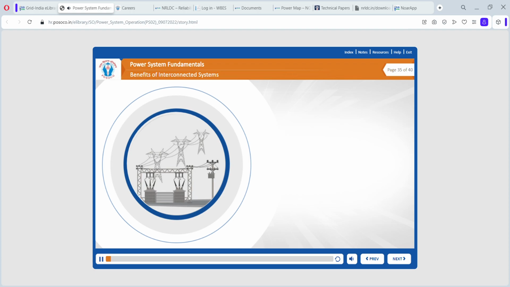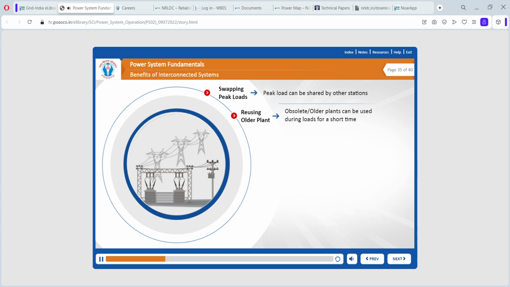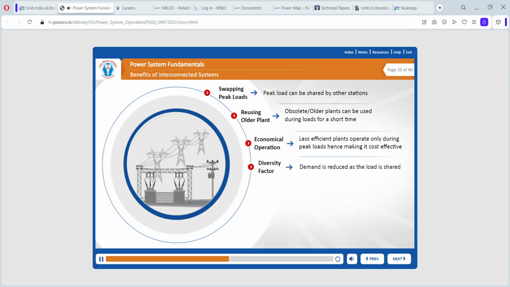Let us now quickly learn the benefits of interconnected systems. Swapping peak loads. The peak load of the power station can be shared by other stations connected to it. Reusing older plant. Obsolete or older plants can be used during peak loads for a short time. Economical operation. Less efficient plants operate only during peak loads, hence making it cost-effective. Diversity factor. The demand on a particular system is reduced as the load is shared.